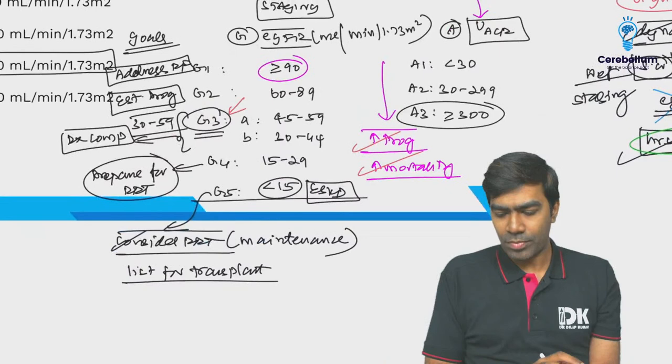HUS typically occurs in children due to Shiga toxin, but there are some complement-mediated HUS also. I'm not going to talk about that right now. It's not a topic for now. Shiga toxin can be produced by Shiga toxin-producing E. coli. Two strains are there: O157:H7, and another strain is O104:H4. But the most common strain is O157:H7.